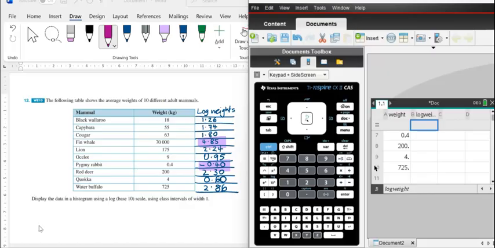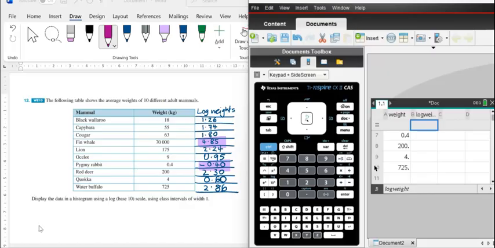So it's almost impossible when you've got a range that big to be able to sketch a normal histogram with that kind of data. So by taking the log of each of those values, we can compress the graph into a much, much smaller scale.